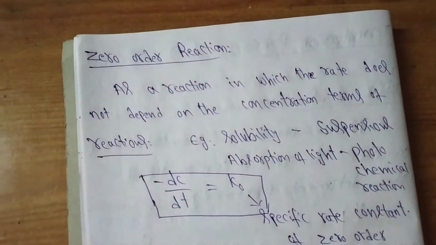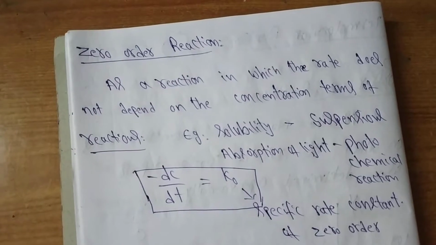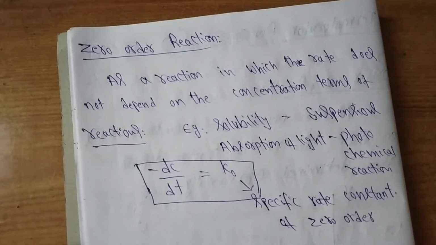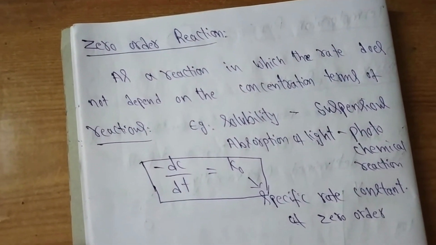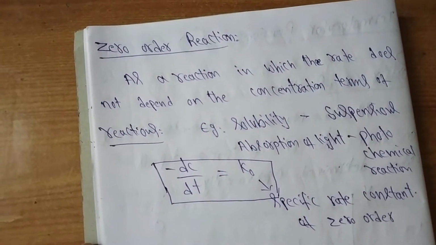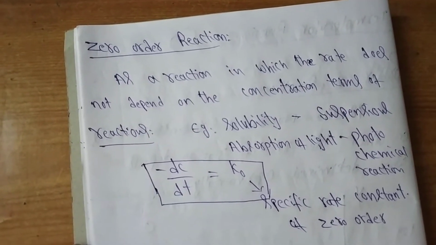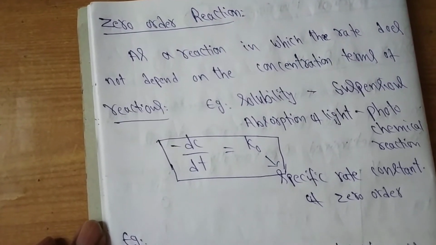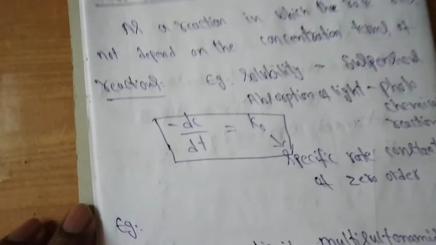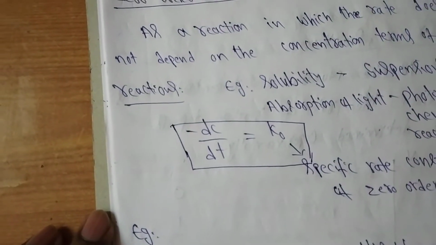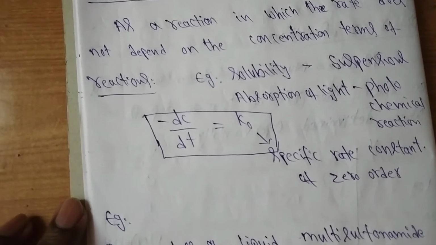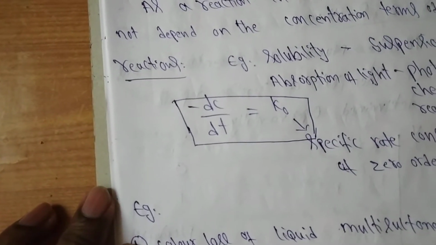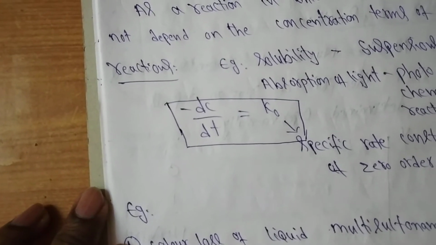Zero order reaction is defined as a reaction in which the rate of reaction does not depend on the concentration of the reactant. It can depend on pressure, light and other factors. The zero order reaction can be described by the following equation: minus dC by dt is equal to K naught. K naught means specific rate constant of the zero order. dC means change in the concentration. dt means change in time.